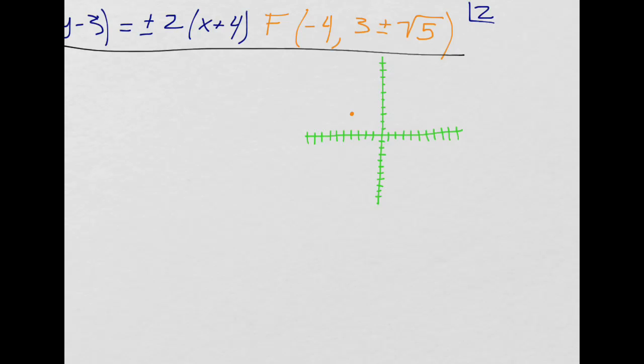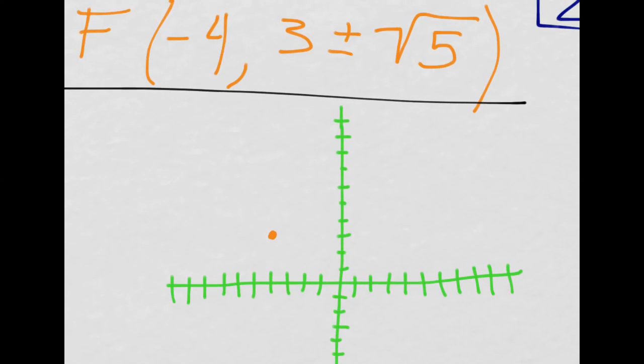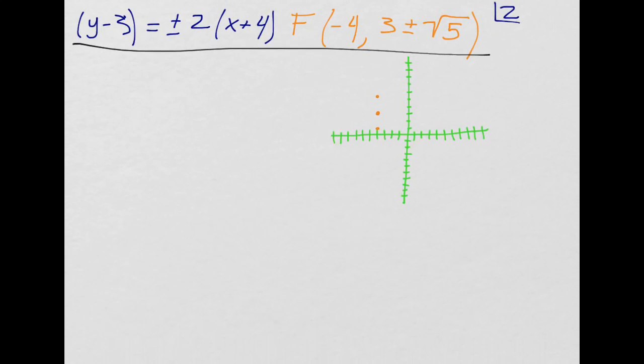Now we can also go ahead and plot our two foci as well. Square root of 5 is roughly 2.2, 2.3. So we want to go from 3 up a little over 2 and down a little over 2. So that's going to put us a little bit above 5 and also a little bit below 1, right there. So we've got our two foci and our center, and also recognize that we can get our center from those values as well.